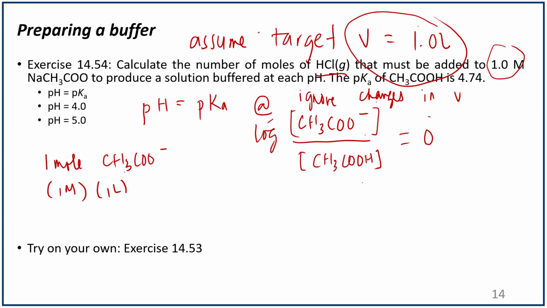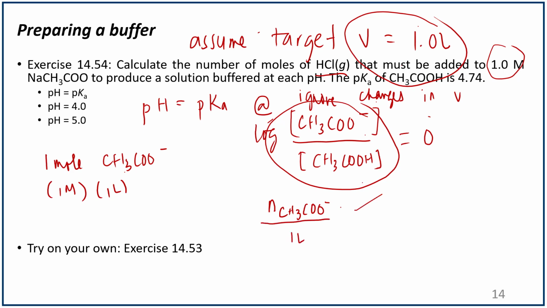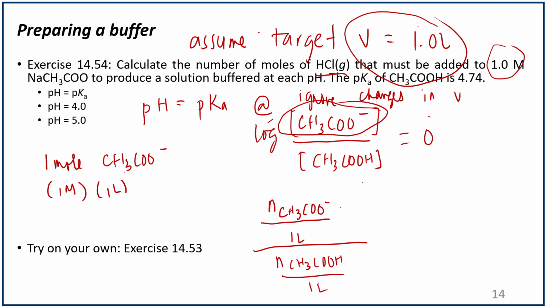If we re-express this, we have covered this in lecture already, if you're watching this right now. We can re-express this as the moles of CH3COO minus, acetate ions, divided by 1 liter. I basically broke up this molarity expression into moles and volume, divided by the moles of acetic acid, divided by 1 liter. And we did say that the only number which will give you a log value equal to 0 would be 1. So this should be equal to 1.